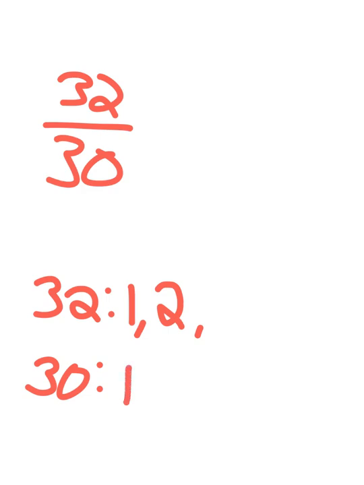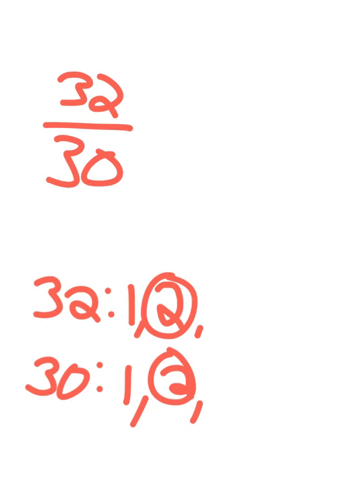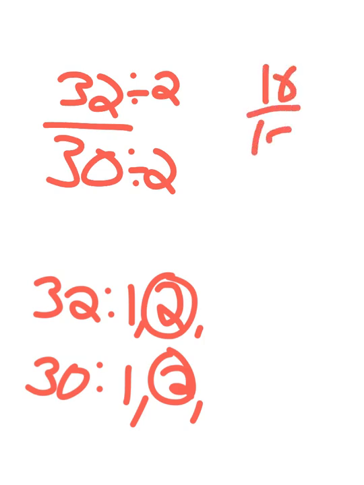30, you could also do 1, because 1 times 30 is 30. And 2, because 2 times 15 is 30. So we would know that 2 is our greatest common factor, right? So we would divide both of these by 2. 32 divided by 2 is 16. And 30 divided by 2 is 15. So that's our fraction, simplified. Now, we can do something else to this fraction too. And I'll show you.